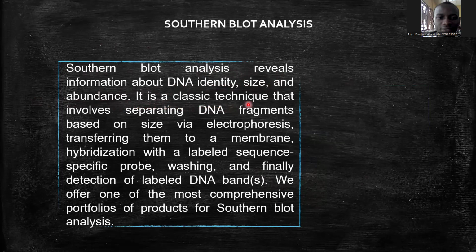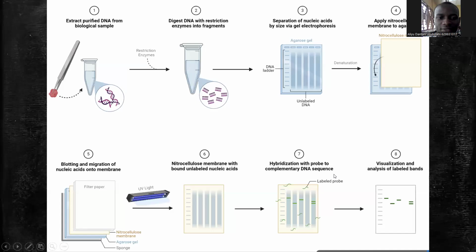It's a classic technique that involves separating DNA fragments based on size via electrophoresis, which we've done in the previous class, and of course transferring them to a membrane, hybridization with a labeled sequence-specific probe, washing, and finally detection of labeled DNA. So all this will be explained in the next slide, to be honest. What's done here is also done for proteins. If it's a protein sample, it's called western blotting. If it's RNA, it's called northern blotting, or this is DNA.